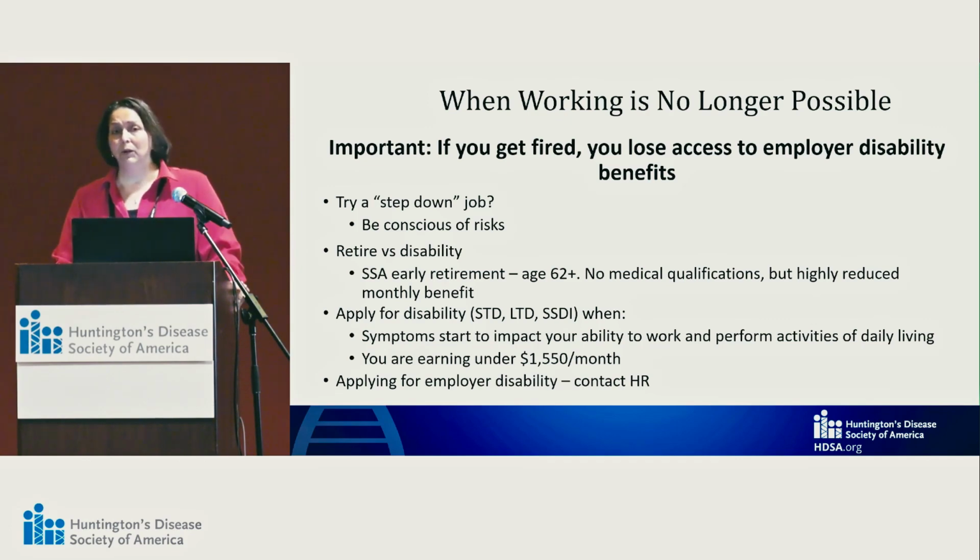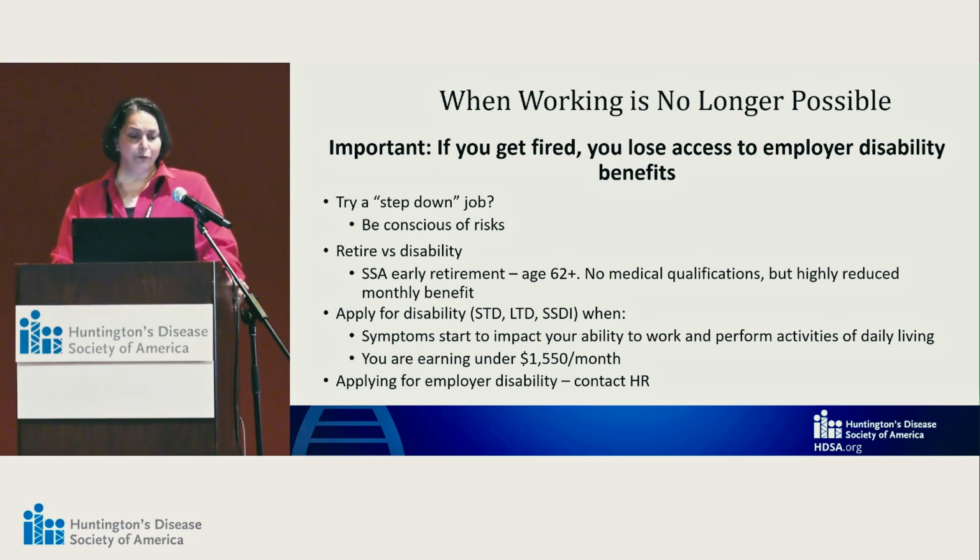Well, what's that mean? What's early? You can get Social Security retirement benefits at 62, but you're going to get paid a whole lot less. So if you're actually disabled, you're not going to really want to go that route. I've had some people go that route while they're applying for disability. That's a little bit more complex than I'm going to deal with now. The advantage of retiring is you don't have to medically qualify for that, but it is a highly reduced monthly benefit. So it's a pretty risky thing to do.